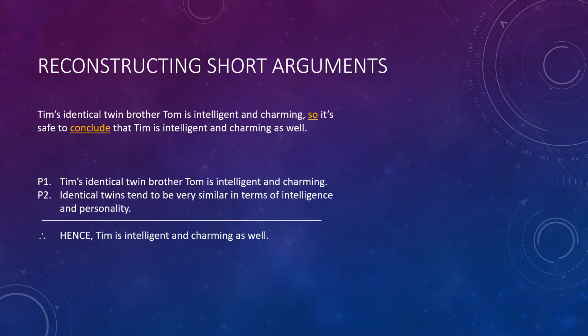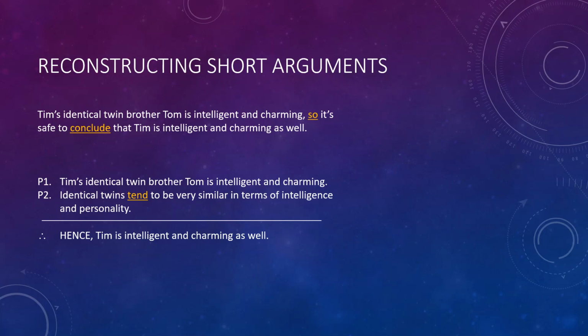I want to draw your attention to the fact that this generalization is a statistical generalization and it is not a universal generalization. Think about for a moment, why is that? Why should we opt for a statistical generalization here instead of a universal generalization? The reason is that if we had placed in here a universal generalization, all sets of identical twins are similar in terms of intelligence and personality, it's simply a false assumption.